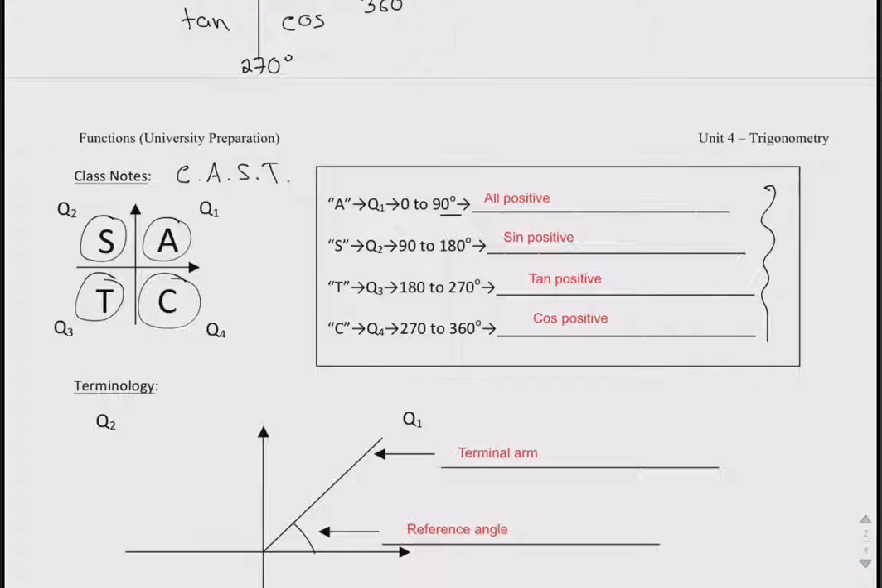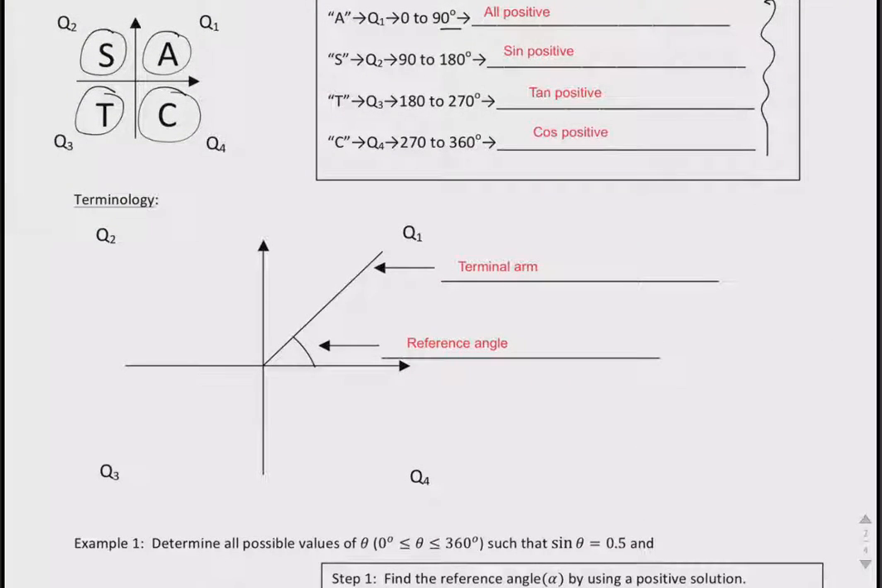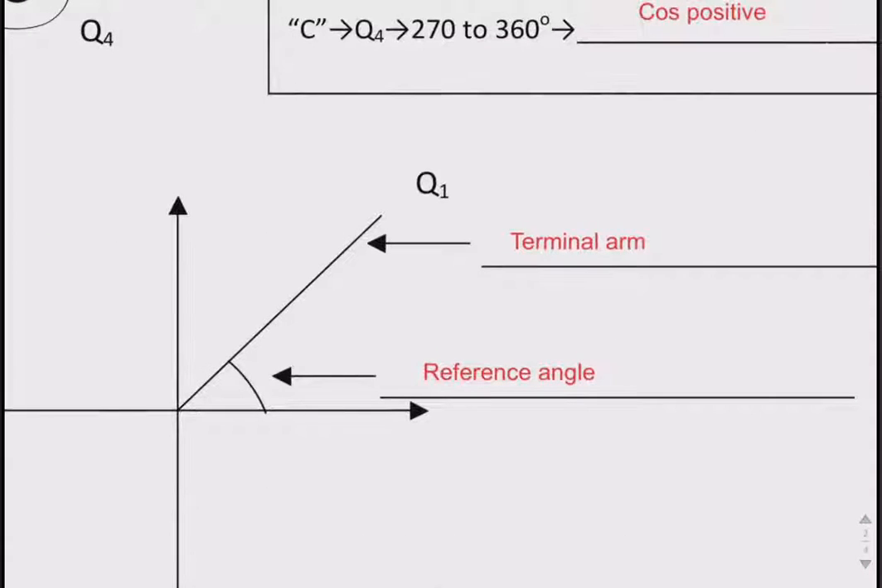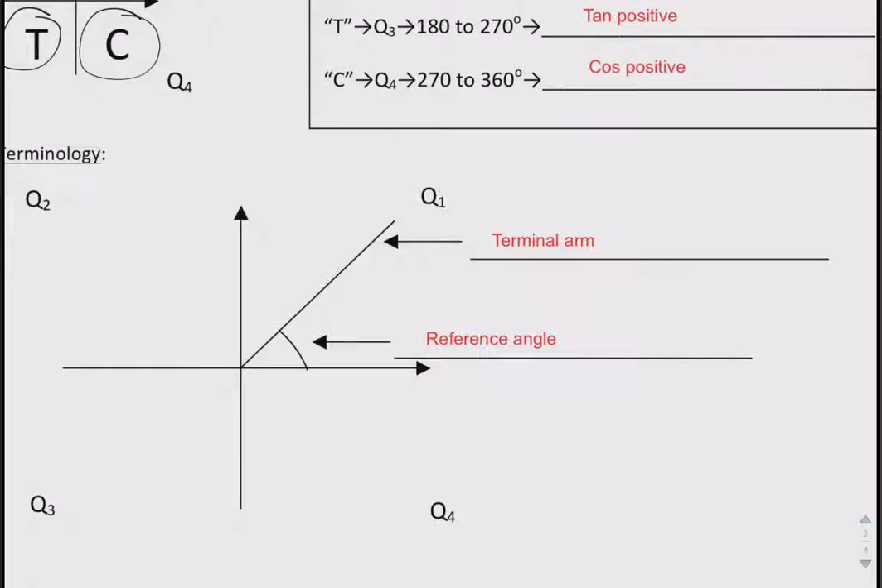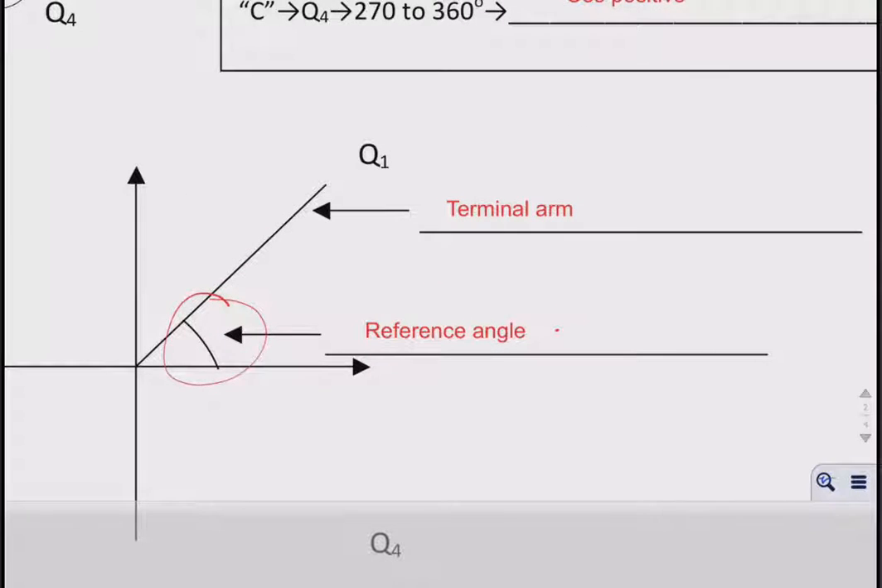And just one piece of terminology before we go into our first example. When we're talking about angles relative to the x-axis, first of all, the angle that is made with the x-axis, this one here, let me put that in red, this angle here is called the reference angle. In the examples ahead, we're going to denote that by alpha. Alpha is just a letter from the Greek alphabet. It's the first letter, and just like theta, it represents an angle.